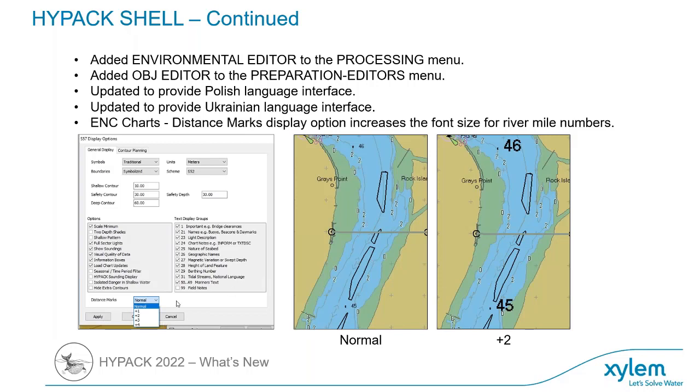So, we put an option in the S57 display options down here, and you can increase the size of those mile markers. So here's the normal view, and that's actually a relatively clean screen. Not seeing any sounding or anything, but you can see how those could easily get lost amongst everything. And here's twice as big, I guess you would say, in terms of size on the screen.